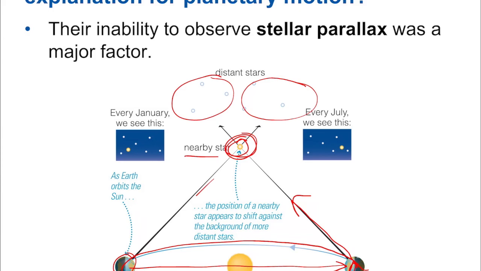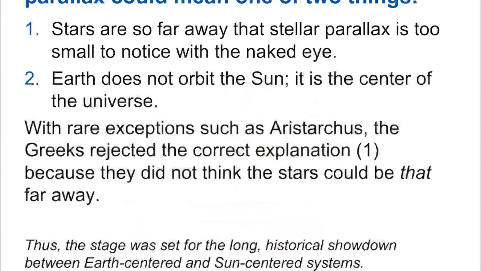And now we know it to be fact. Stars are so distant from each other that parallax is tiny. It is just arc seconds. No, arc minutes. So stars are so far away that stellar parallax is too small to notice with the naked eye. Earth does not orbit the sun, it is the center of the universe. Those are the two ideas. It's either this one or that one.